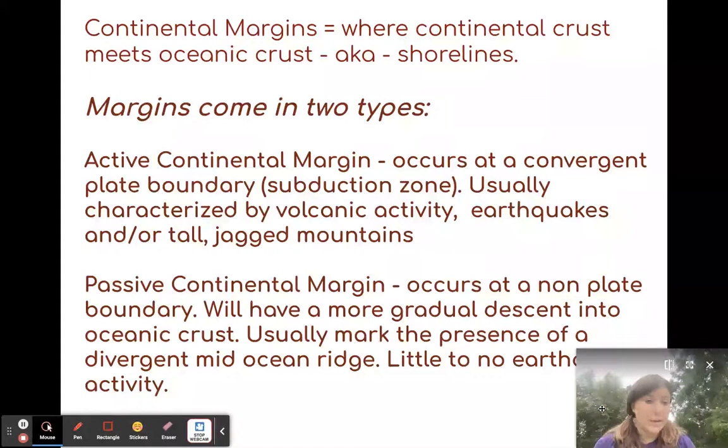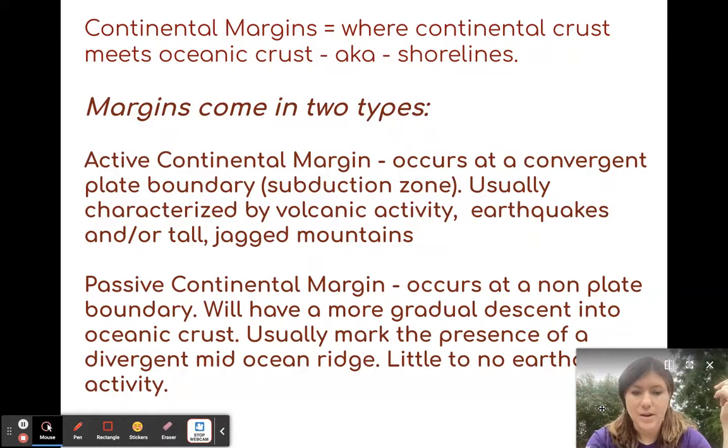Okay, so this is kind of harkening back to our talk about plate tectonics last unit. Continental margins are just areas where continental crust meets oceanic crust. So shorelines are the same thing as continental margins. And those margins come in two flavors, if you will. An active continental margin is a shoreline that is right at a plate boundary. So you're going to get lots of volcanoes, earthquakes, and mountains at an active continental margin. A passive continental margin is a shoreline that is not at a plate boundary. So that's going to have more gradual rolling hills and no volcanoes.